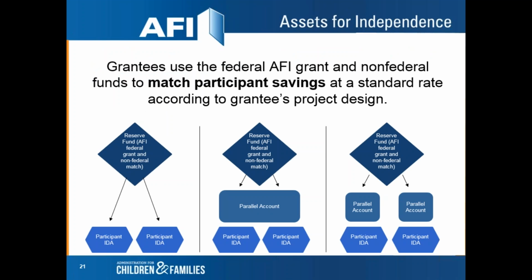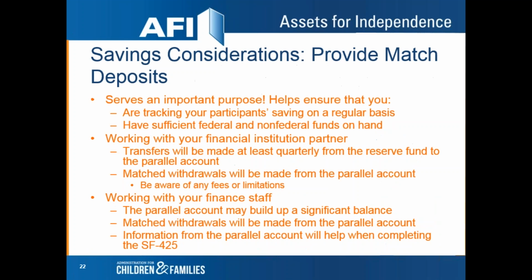There are 3 different methods to match funds. Grantees can deposit match funds directly into the participant's IDA account. However, this is not a common practice because it becomes logistically cumbersome. Grantees can also deposit match funds into parallel accounts, either one for all participants or one parallel account for each participant. A single parallel account to allocate participants' match funds every 3 months is preferred for logistical reasons instead of a parallel match funds account for each participant.